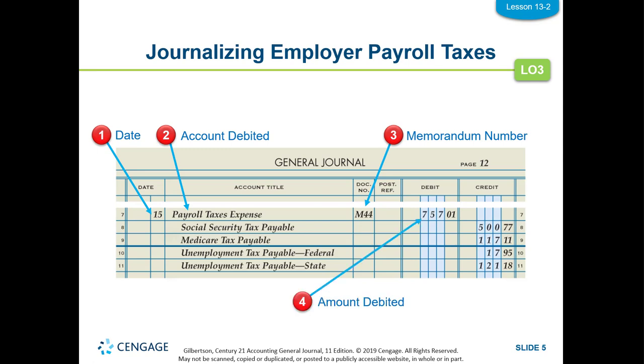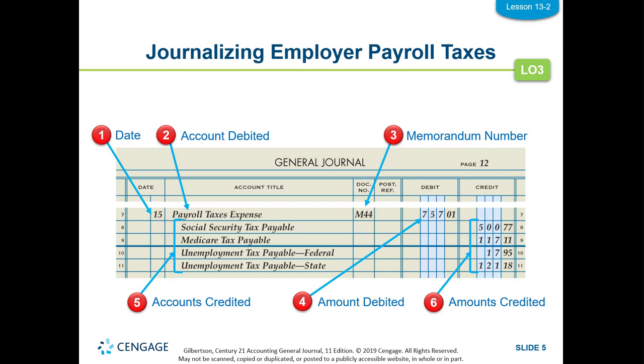Then we're going to go to step 4. We're going to enter our debit amount of $757.01. Step 5 is to put in our accounts credited. So we have to list each one of our liability accounts: Social Security tax payable, Medicare tax payable, unemployment tax payable, and unemployment tax payable state on our next 4 lines, indicated where they get indented. After that, we have to put in the amounts that are going to be credited. All of this information, again, is going to be listed right within that journalizing transaction.